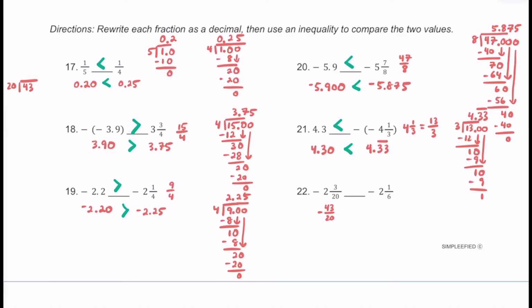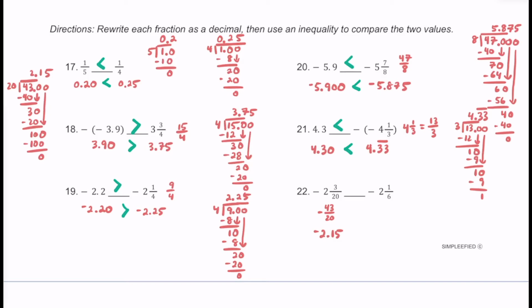Now 20 goes into 43 2 times. 2 times 20 is 40. 43 minus 40 is going to be 3. We do decimal, 0 here. 20 goes into 30 one time. 1 times 20 is 20 with a remainder of 10. Let's go ahead and add another 0 and bring it down. Now 20 into 100, that's going to be 5. 5 times 20 is 100. And this remainder is 0. So this decimal here is going to be -2 and 15 hundredths, or -2.15.